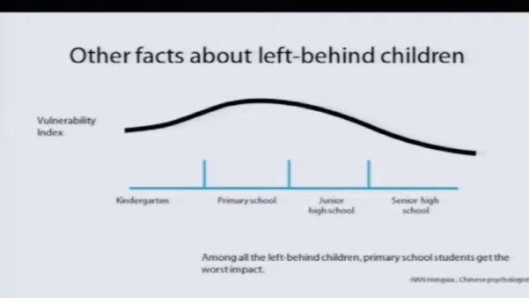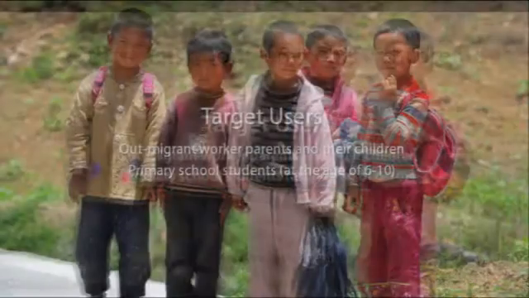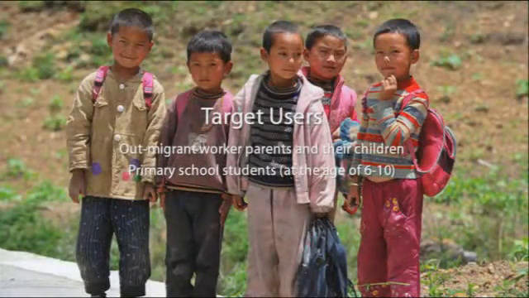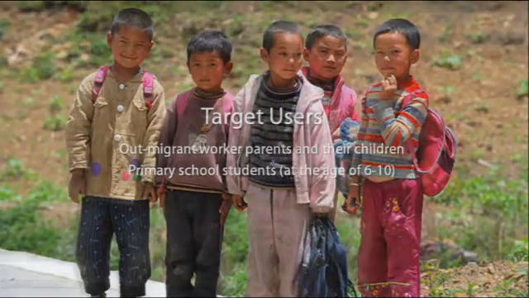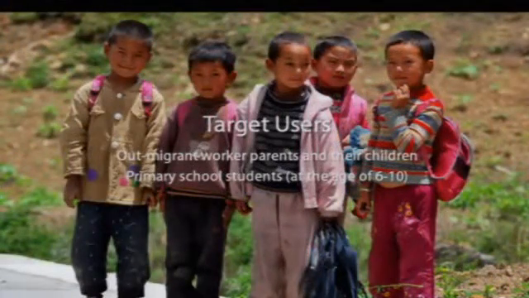On the x-axis, there is an age. The chart shows that primary school has more. Among all those left-behind children, primary school students get the worst impact. So, based on all that information, we decided to define our target users as out-migrant workers' parents and their children. And most of the children should be primary school students, aged 6 to 10.